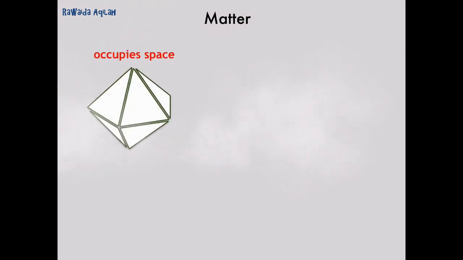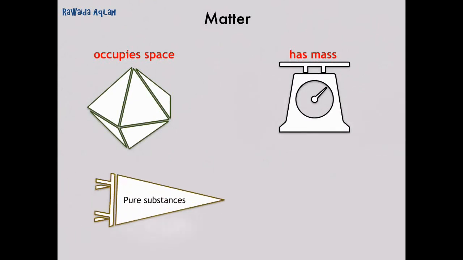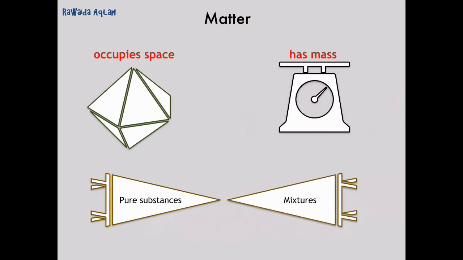So, chemistry is a study of matter. What is matter? Matter is anything that occupies space, which means it has volume and has mass. Matter can be subcategorized into pure substances and mixtures.